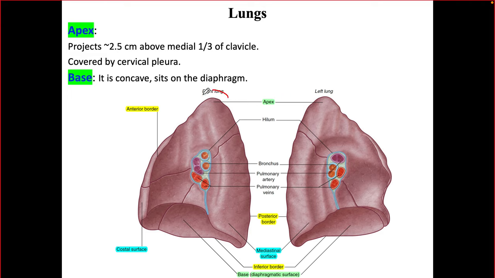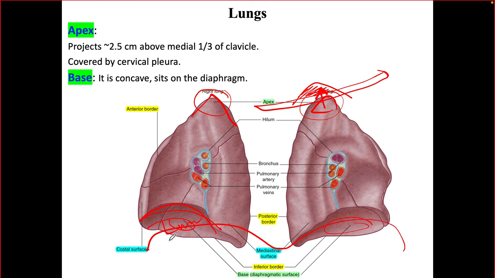This is the apex of the right and left lung, which projects, as we mentioned yesterday, like the pleura, about 1 inch above the medial third of the clavicle. Also, when you take a deep breath, the apex of the lung extends up into that area. The apex is convex, but the base is concave because of the diaphragm, with the liver below it on the right and the stomach and other organs on the left.